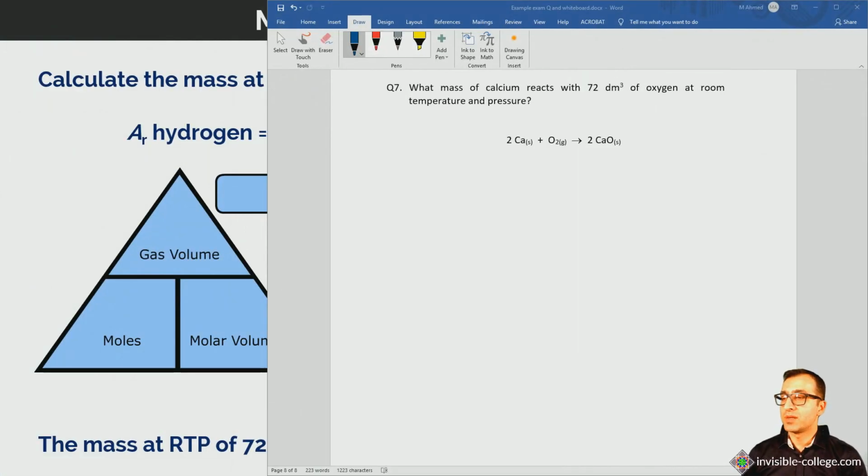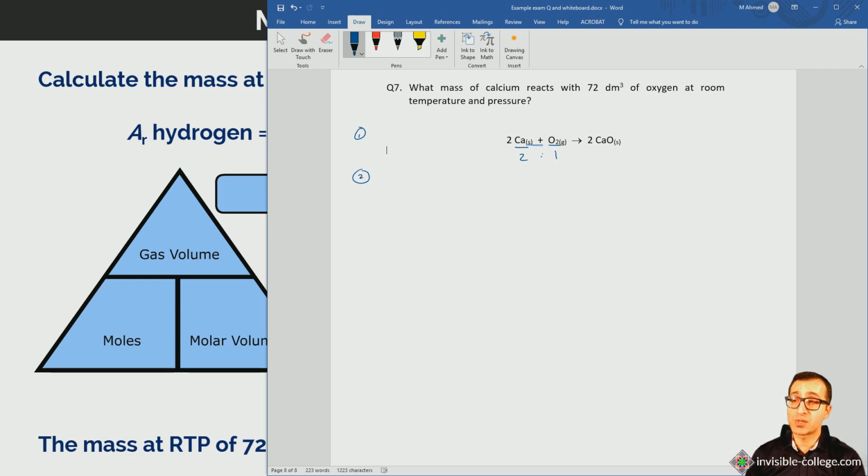All right, so this time, again, we approach it the same way. We're starting with the balanced symbol equation. We're being asked about the mass of calcium, and we're being given the volume of oxygen that we're reacting it with. And so these are the two substances in question. And as we can see, the molar ratio is 2 moles of calcium reacts with 1 mole of oxygen gas, 2:1.